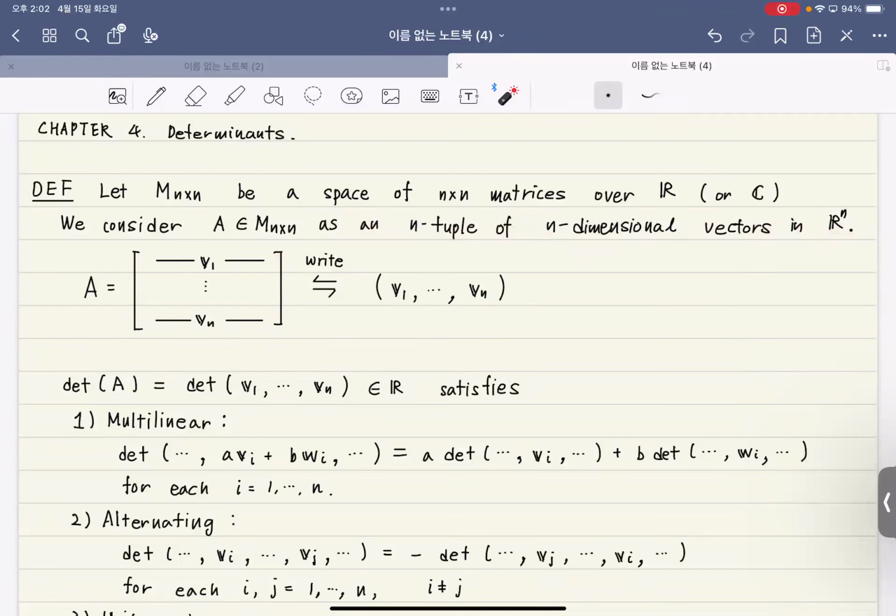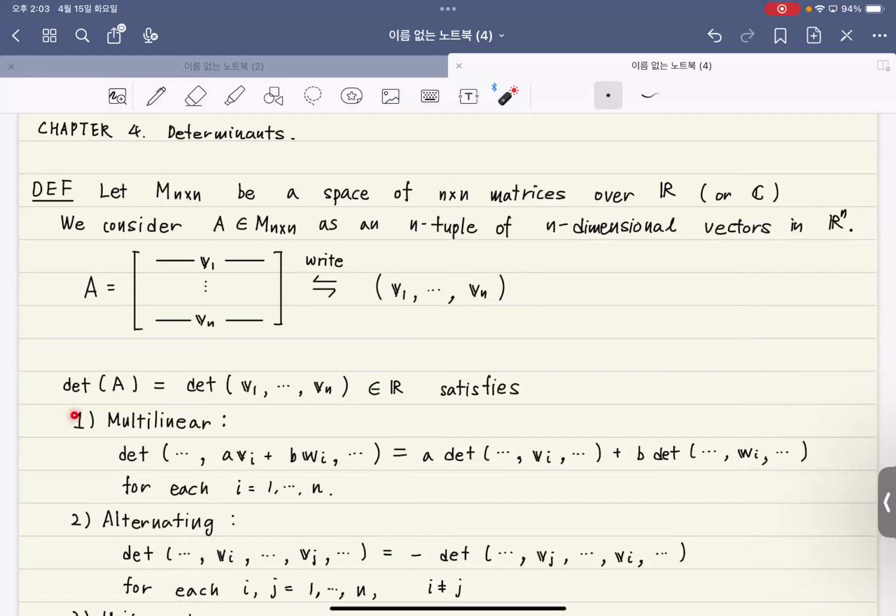So what does it mean? Any typical n by n matrix consists of n row vectors, and each of these row vectors is an n-dimensional row vector. They are put in this order from v1 to vn. From time to time, I will write this as v1, v2, up to vn. So we will consider an n by n matrix as an n-tuple of n-dimensional row vectors. So this is what I mean.